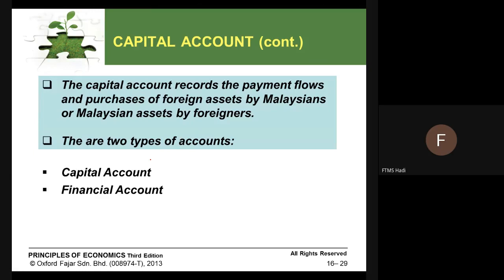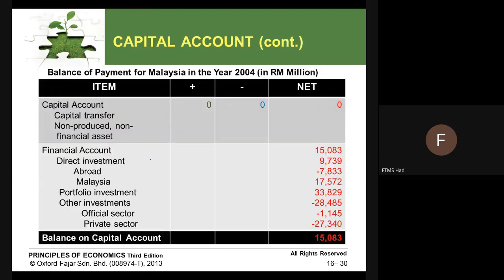The second one is the financial account, where we're talking about investment and financing. In this one, they have direct investment abroad, meaning Malaysia has investments in several foreign countries. And this one is foreign countries investing in Malaysia. Portfolio investment means the Malaysian government has certain accounts in a foreign country, and then they have other investment in either the official sector or the private sector.